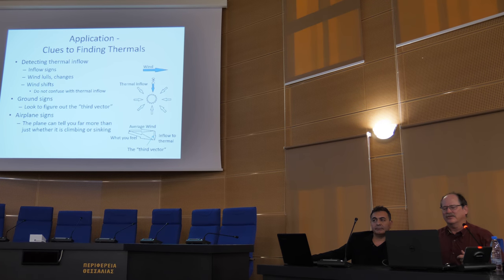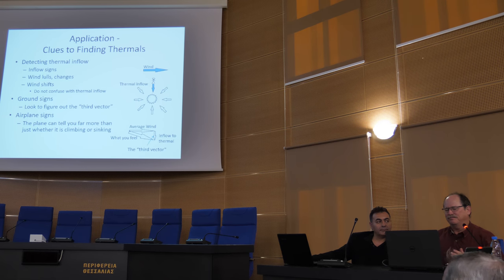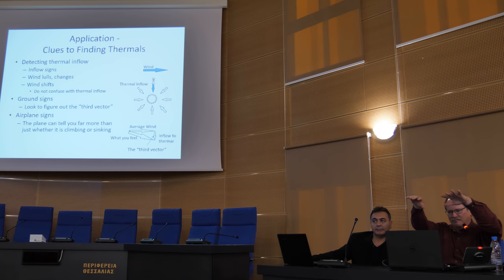So you can use all kinds of things to tell you about the thermal inflow, the air getting pulled in. And then the next thing is the engineer in me started figuring out, okay, I feel the wind change. How does it point me to the thermal? And so you just do vector maths, and you get what I call the third vector. So if the wind is blowing straight towards you guys, the air's going that way. The average wind's going that way, and then you feel the wind slow down and shift over a little bit.